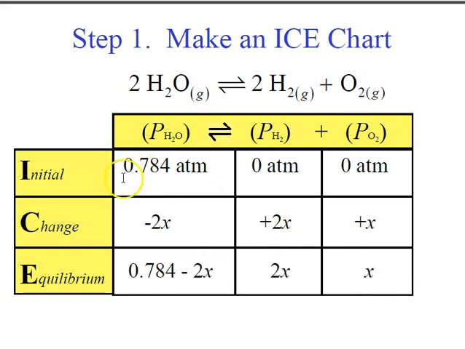From there, you're just going to do math. So you pretend this is like a line in your elementary math, and then you just pull down 0.784 minus 2x. So we write that. 0 plus 2x is 2x. So we write that. 0 plus x is x. So we write that. Okay? So far, so good?